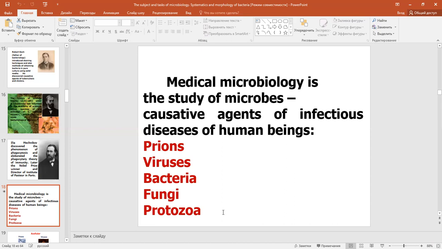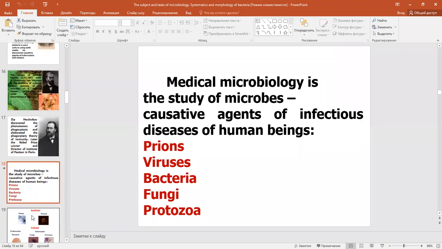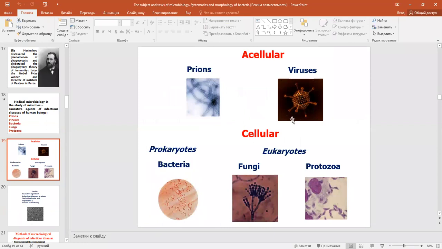And protozoa have a few nuclei. And bacteria and fungi belong to the plant kingdom. Protozoa belong to the specific protozoa kingdom. So acellular: prions, viruses; and cellular: bacteria, fungi, and protozoa. Bacteria are prokaryotes, fungi and protozoa are eukaryotic cells.